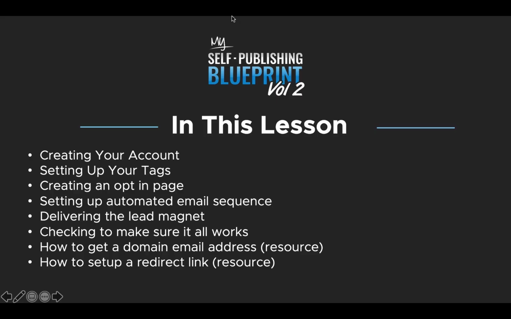In this lesson, the first thing we're going to do is create our ConvertKit account. Once that's created, we're going to add an email and set up a tag. A tag is something that's going to help organize all the leads that come into your account. Once that's set up, we're going to move on and create the opt-in page. If you remember from earlier, the opt-in page is the page that people are going to go to on the internet to opt in to being on our list.